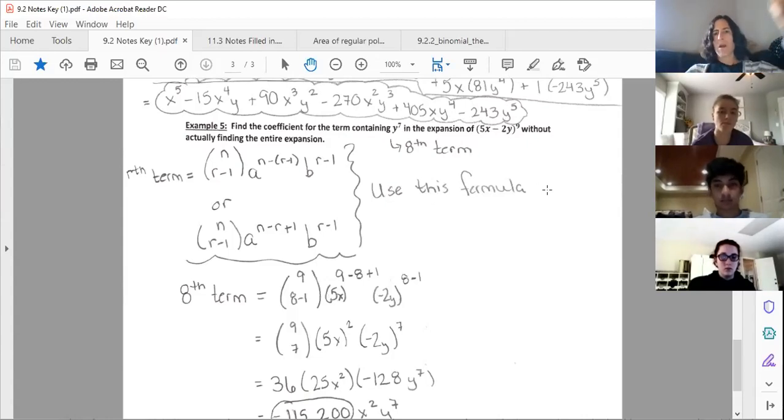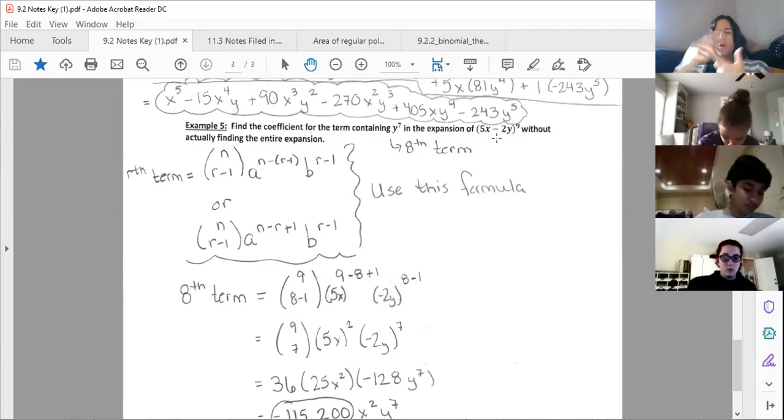The a term exponents go down, so you start with 9, 8, 7, 6, and so on. But the b term goes up: you start with b to the 0, then b to the 1st, and they go up by 1. Because y is part of that b term, you have to think about which term it would be. You can count from either end of the expansion, but remember the first term is always 0. So 0, 1, 2, 3, 4, 5, 6, 7. So y to the 7th would actually be the 8th term.